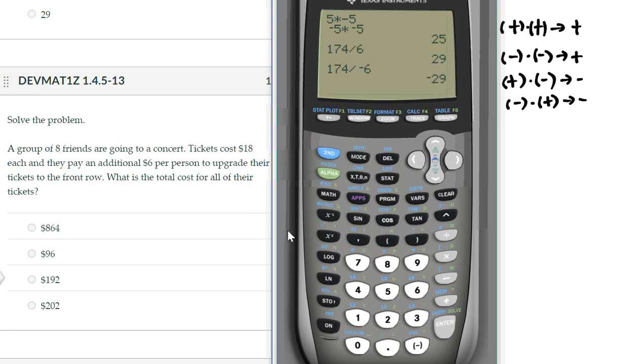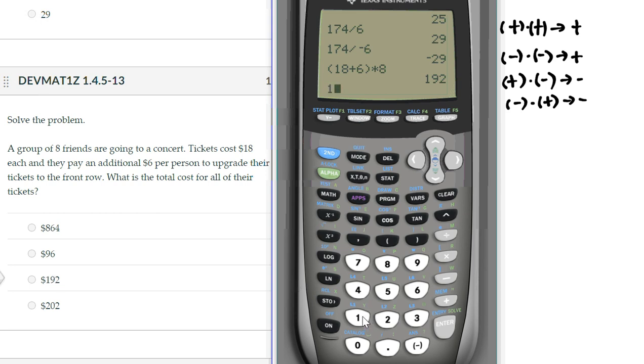We learned, what? We want to use the parentheses. We know $18 is for each, and then they paid $6. So in total, each ticket is actually $24. Okay, then how many people are there? A group of 8. So times 8. So the total cost is 192. This would be the answer.